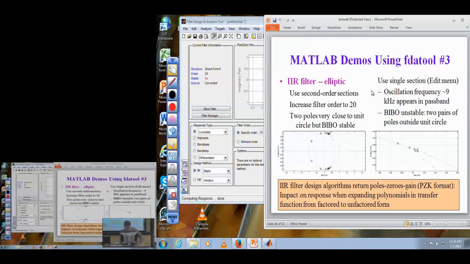All right. So there it is. I should have followed my own directions. All right. So we got an oscillation frequency at 9 kilohertz. That's 15 dB above the passband. So it's a pretty good oscillator. Not a very good filter.